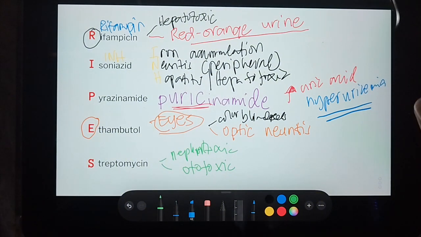Other nursing care for patients who are taking yung ating anti-TB meds: provide adequate rest, provide adequate nutrition to increase immunity, and of course, encourage yung drug compliance, na i-complete yung treatment na prescribed sa kanila.